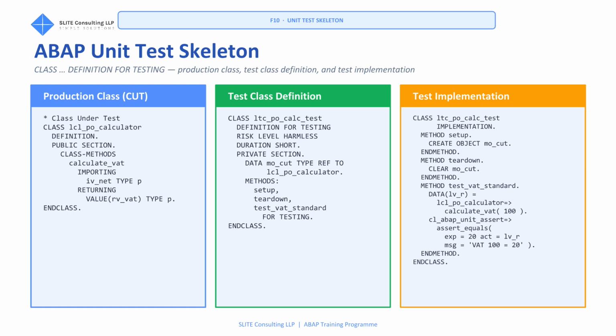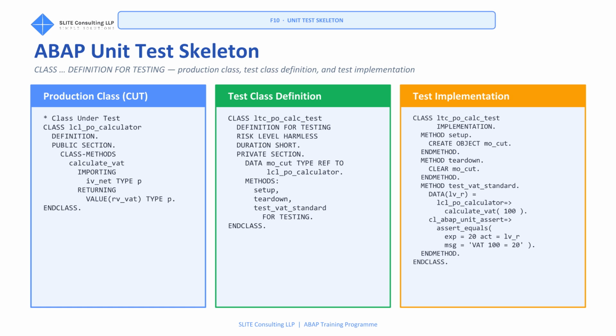The test class follows a consistent pattern. In the private section, declare a member variable for the class under test, conventionally named mo_cut, standing for member object class under test. Declare the setup and teardown methods, and declare each test method with FOR TESTING. Setup runs automatically before each individual test method. Use it to create a fresh instance of the class under test and any test data. Teardown runs after each test. Clear the object reference and delete any test records written during the test.